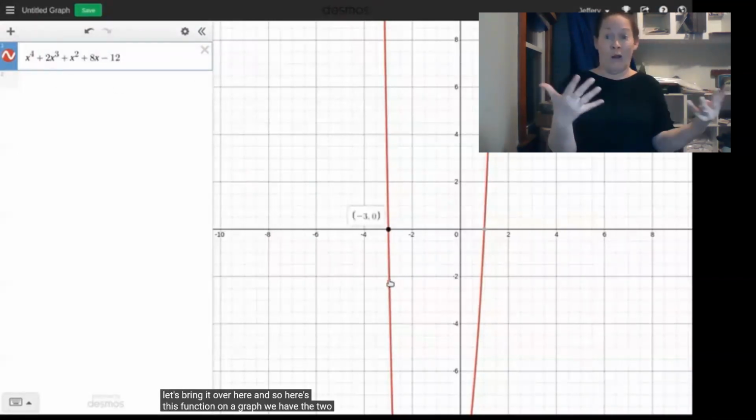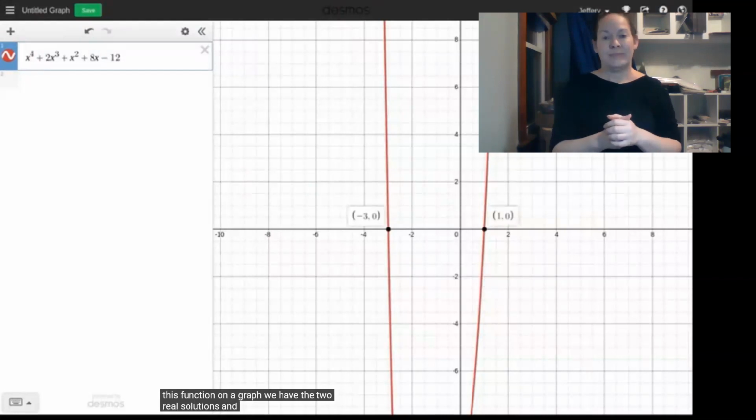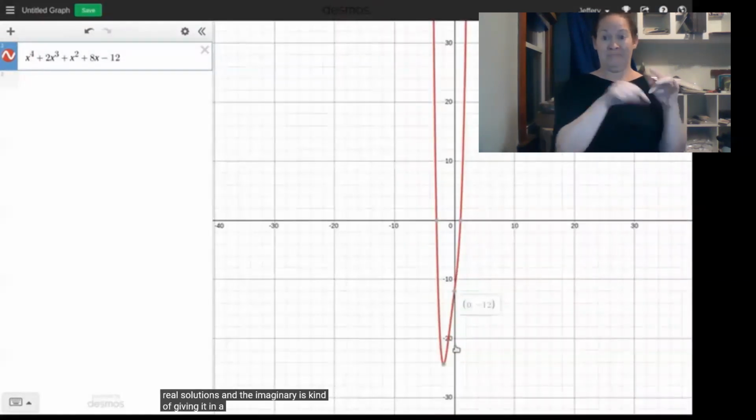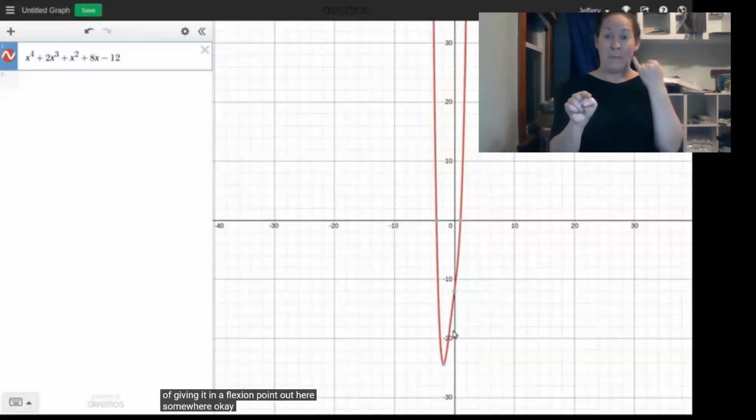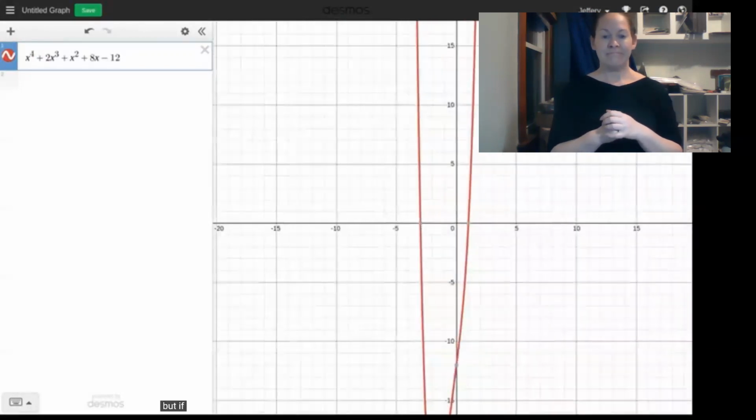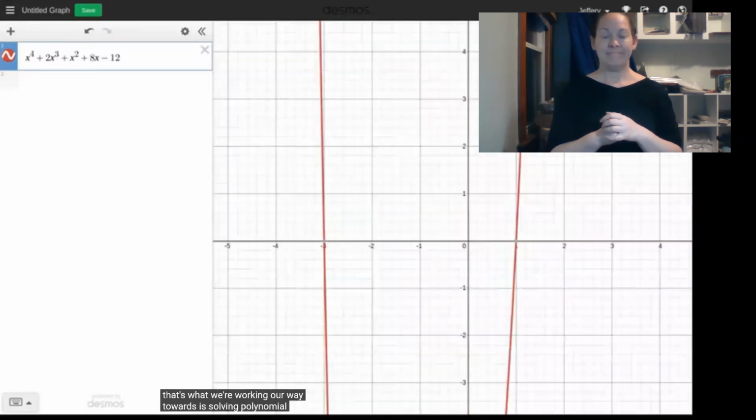We have the 2 real solutions, and the imaginary is kind of giving it an inflection point out here somewhere. Right? Because it dimples instead of being a nice parabolic. And the imaginaries are influencing it out here. But if this was part of a polynomial equation, I would have my solutions. And that's what we're working our way towards, is solving polynomial equations.